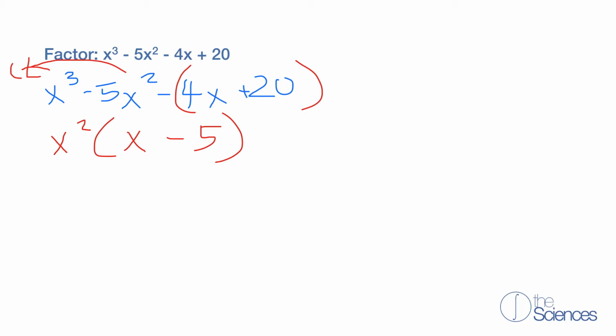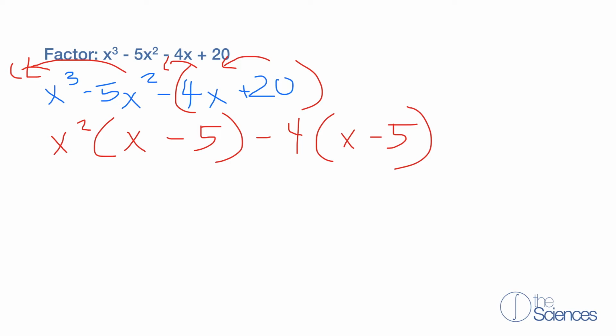Here we can factor out a negative 4, and here we can factor out a negative 4. So when we do that, we get minus 4 times x plus, that's a positive 20, so this is going to be minus, because negative 4 times negative 5 is 20.